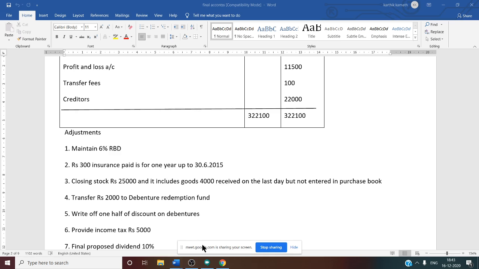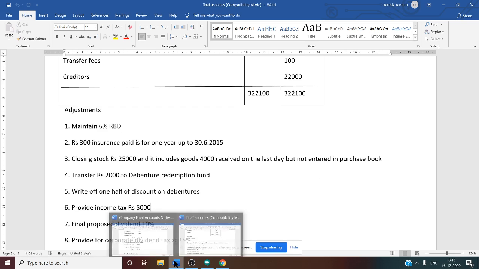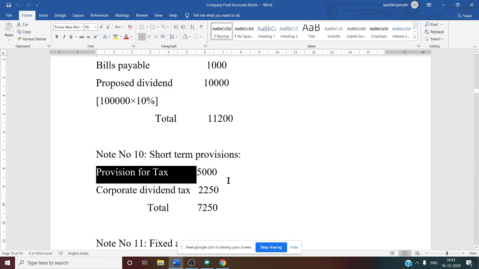Now we have to see the adjustment. Provision for tax 5,000. So it appears twice. One is in the P&L adjustment. Now one more thing here. Note number 10. Provision for tax 5,000 we have written.